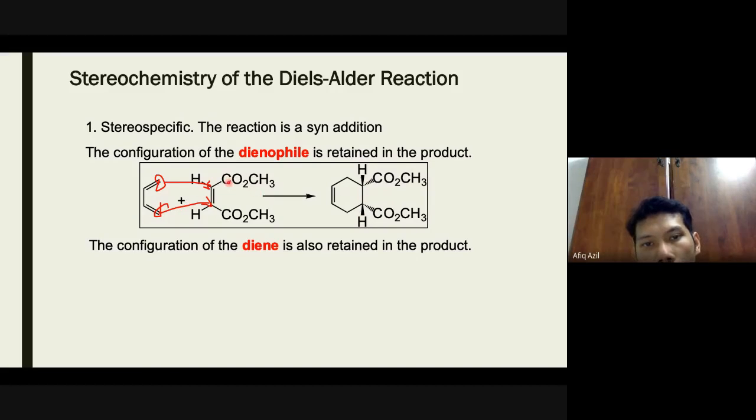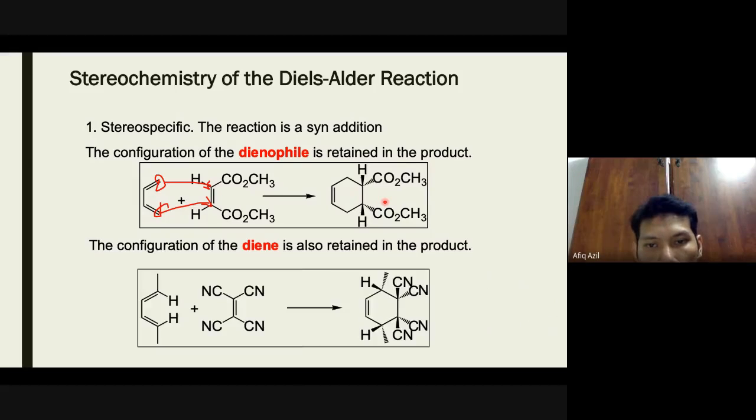And these two carbonyl, C double bond O OCH3 or esters, are pointing away from this carbon, still on the same side. So this is syn. The configuration of the diene is also retained in the product. So let's say now the diene also contains substituents. This is a simple diene, but now you have CH3CH, CH3CH.